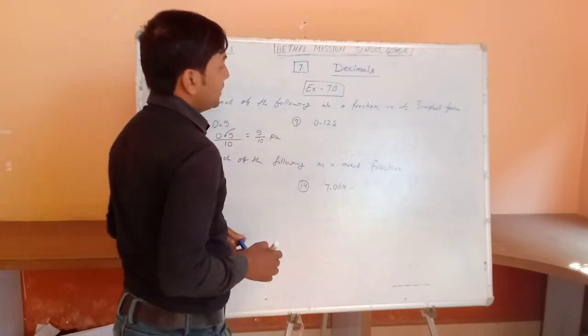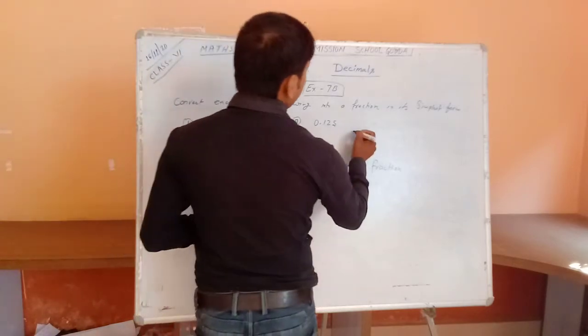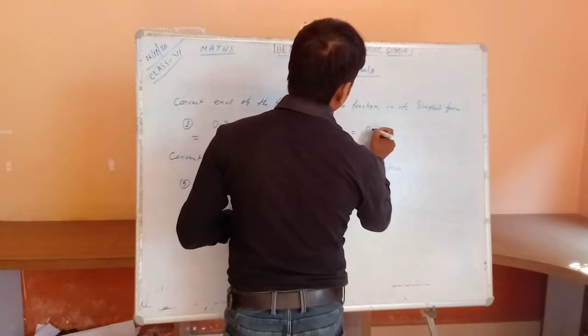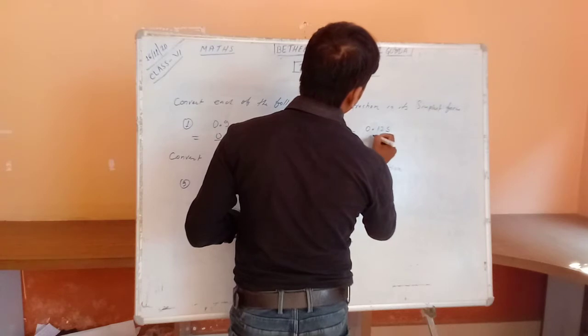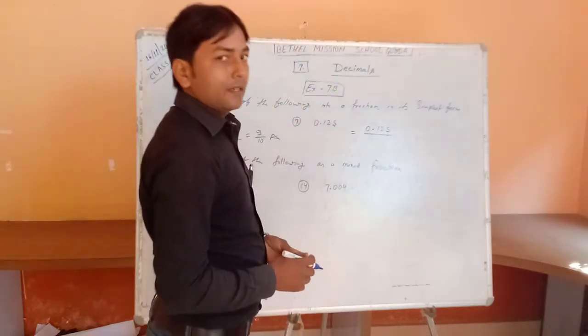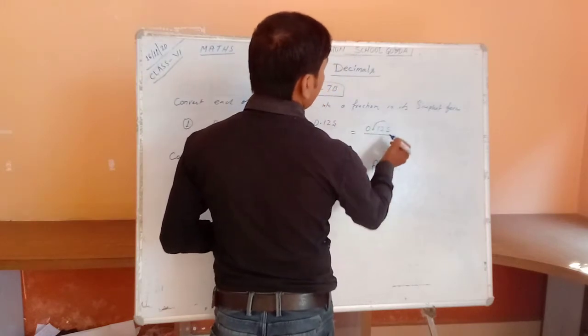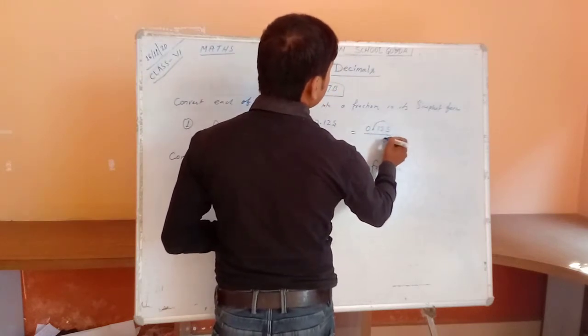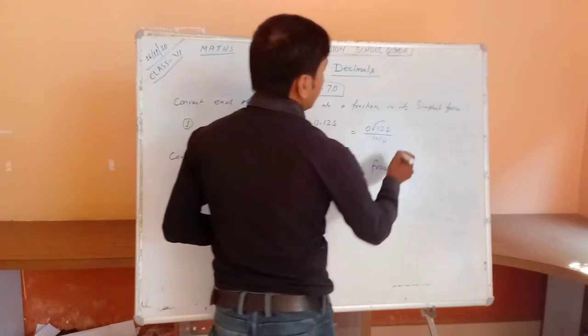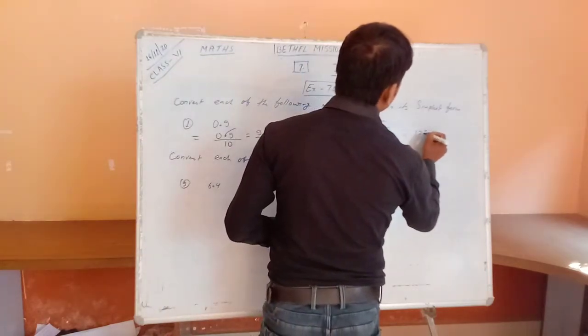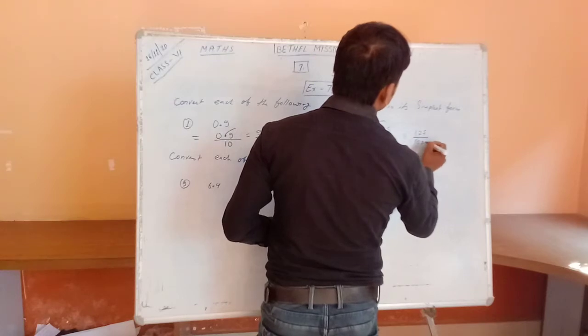Okay, very easy. Same, you can write 0.125. Draw a line and remove the decimal and put 0s. How many 0s? 1, 2, 3. 3 zeros and then 1, 1000. It became 125 upon 1000.